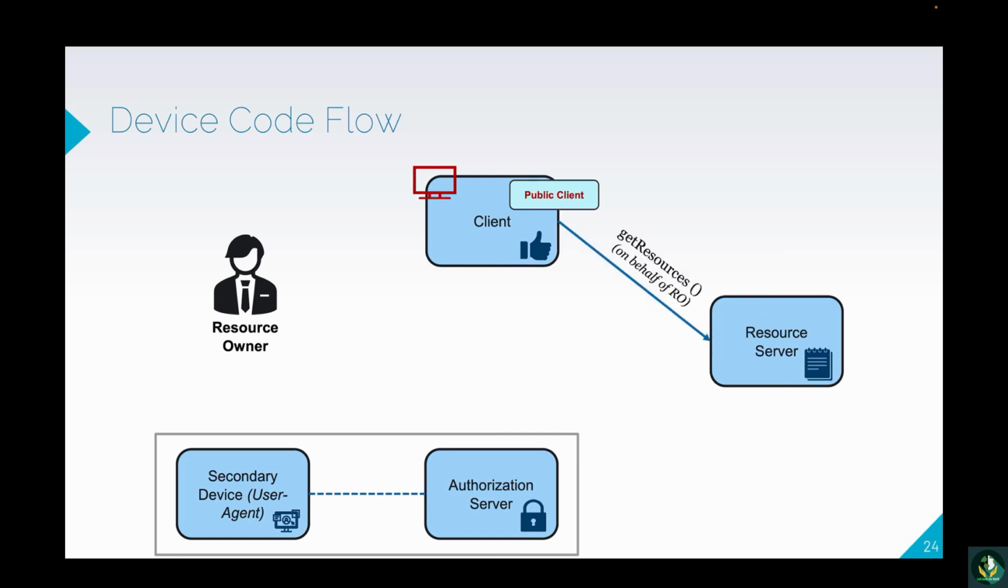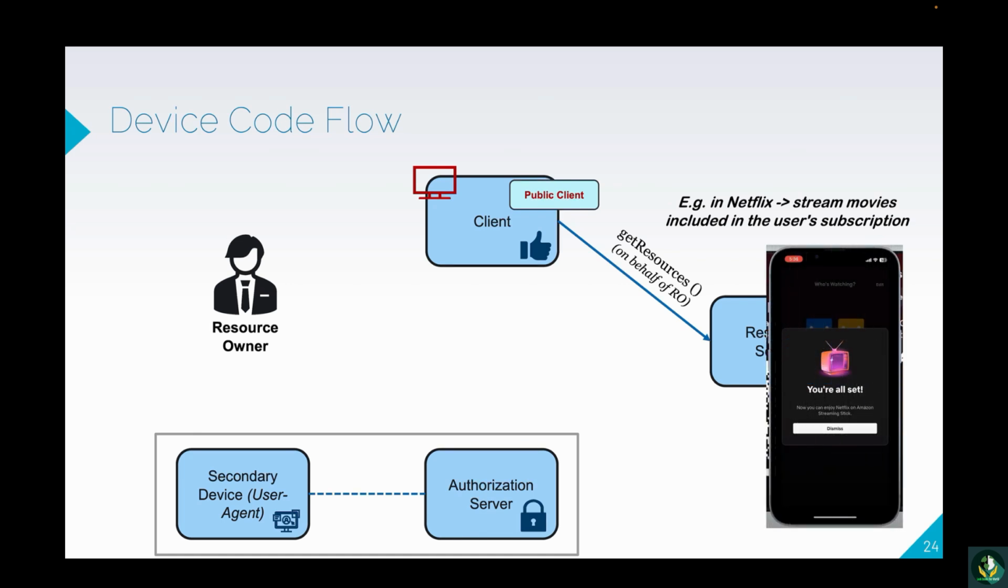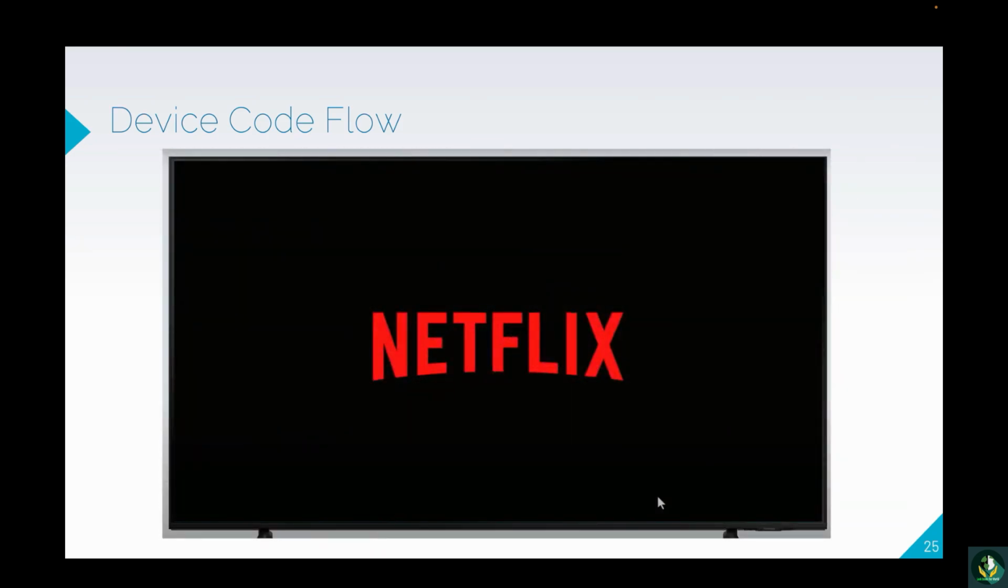Once the client receives a valid access token, it can use it to interact with the resource server on behalf of the resource owner. For example, in Netflix, the client can use the access token to stream movies included in the user's subscription. And that's how the device code flow works. It provides a secure and user-friendly way to handle authorization on devices with limited input capabilities.